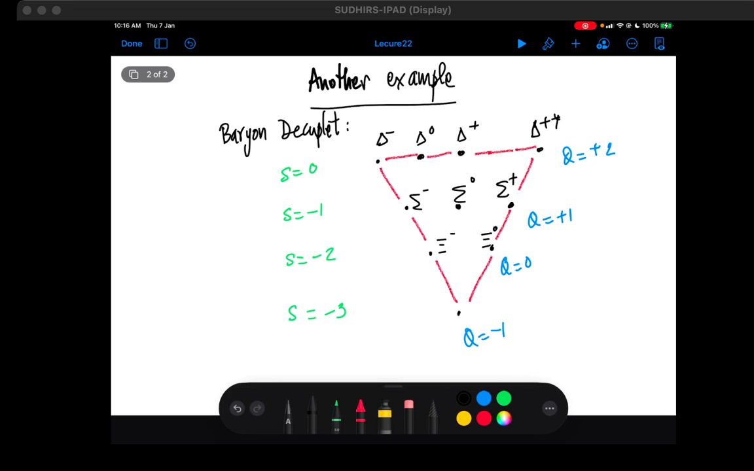Now this is the baryon decuplet. After organizing this, this particle was not found. It was not discovered at the time when Gell-Mann reorganized all of these things in a nice manner.